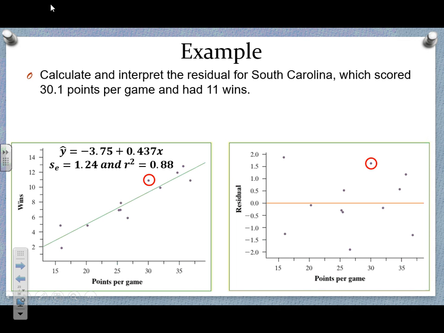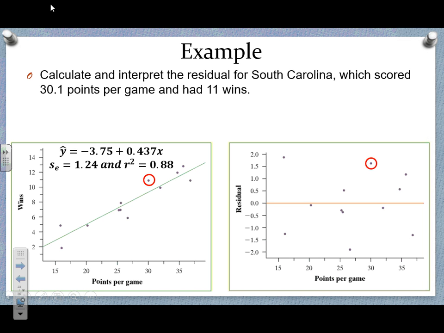Take the actual value minus what? The predicted value. So right now, we have the actual value. When they scored 30.1 points, they had 11 wins. Okay, so we know exactly how many wins they had. What we need to figure out is how many wins our line would predict them to win. So we need to figure out how our line would predict.